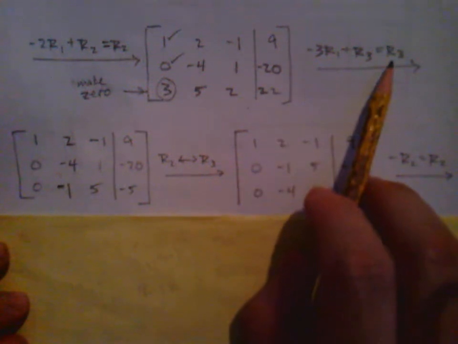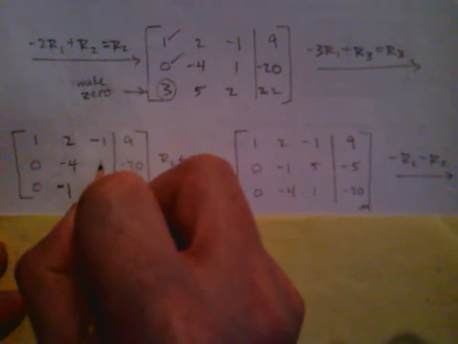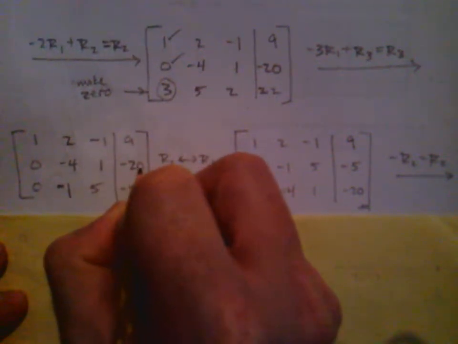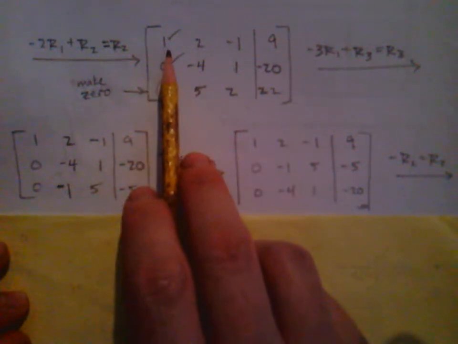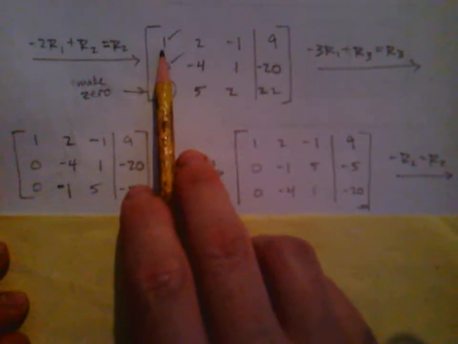So let me show you how this works. Down here. Okay, so we're going to turn it into this. Again, notice we're replacing row 3, so row 1 and row 2 don't change. So I've got 1, 2, -1, 9, 0, -4, 1, -20. So I can just copy that and then follow my instructions. -3 times row 1. So -3 times 1 is -3, plus the 3 gives me the 0 here. Perfect.